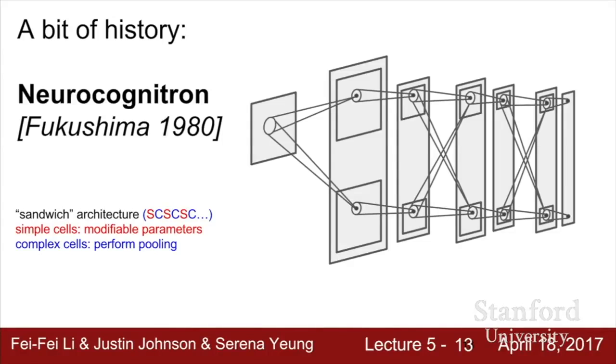And so then in 1980, the neocognitron was the first example of a network architecture, a model, that had this idea of simple and complex cells that Hubel and Wiesel had discovered. In this case, Fukushima put these into alternating layers of simple and complex cells, where you had simple cells that had modifiable parameters, and then complex cells on top of these that performed this sort of pooling, so that it was invariant to different minor modifications from the simple cells. And so this is work that was in the 1980s, right?